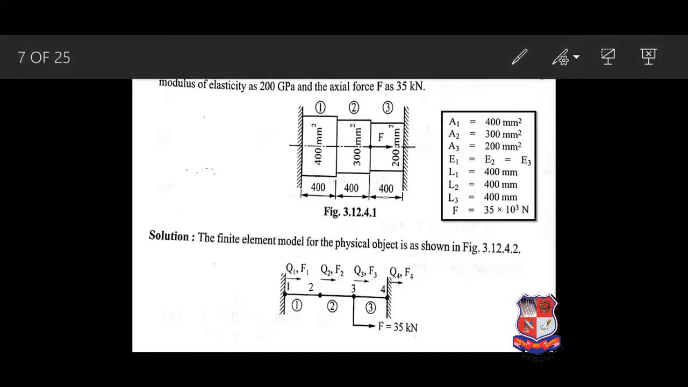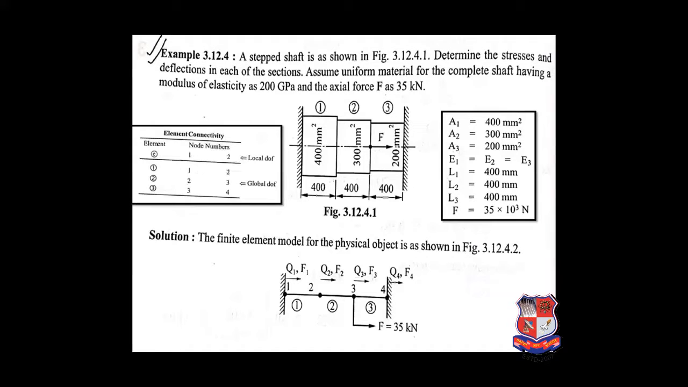As well as if we discuss the elements, we can say element 1 is from node 1 to 2, element 2 is from node 2 to 3, element 3 is from node 3 to 5. So this is the most important thing that we have to understand before starting the example. So let's start solving the example.